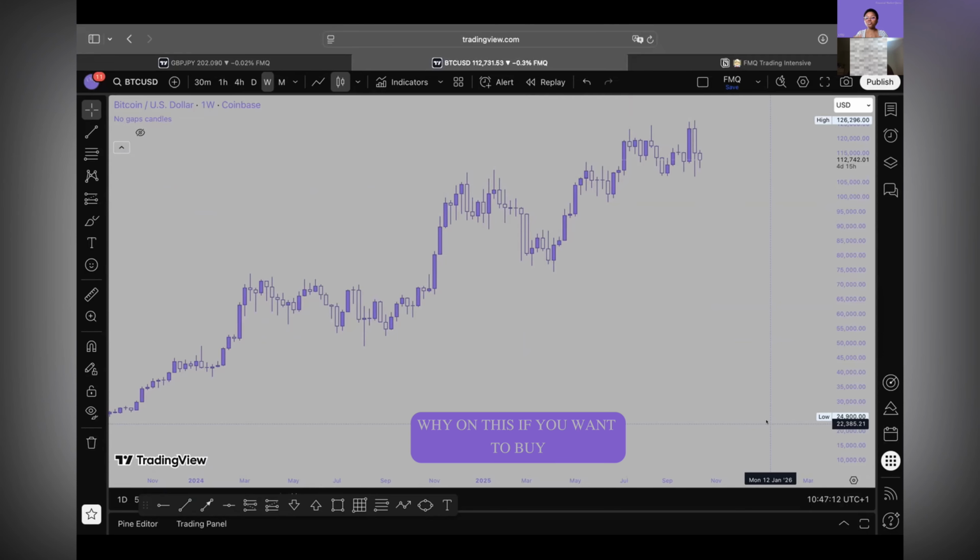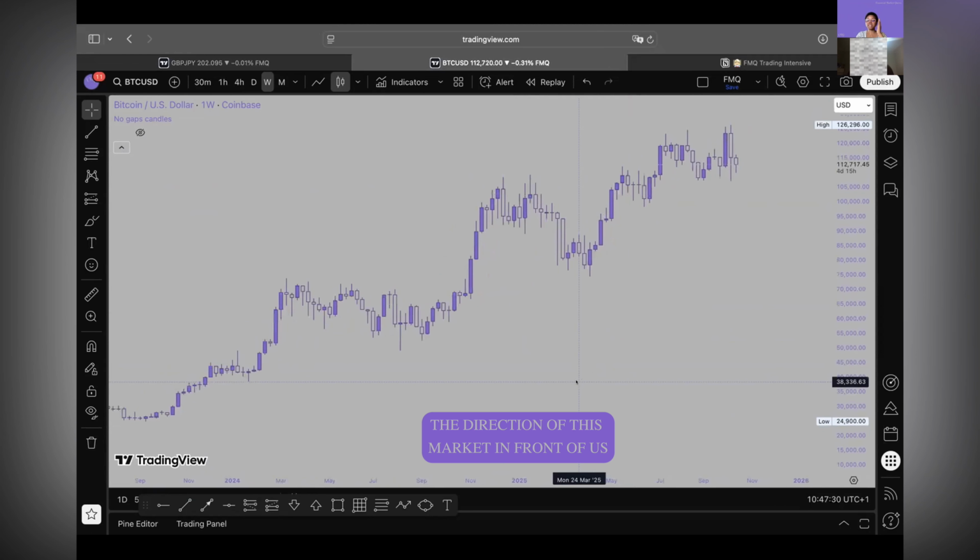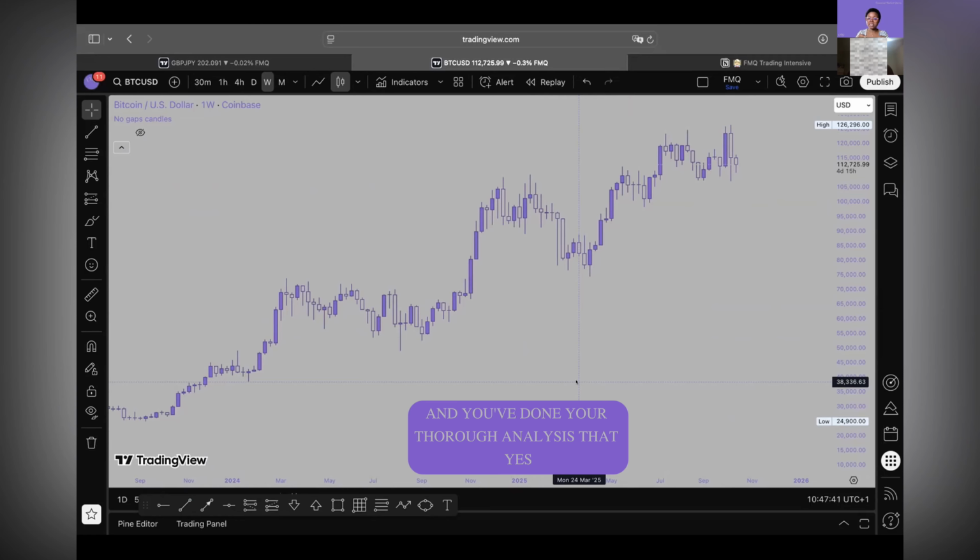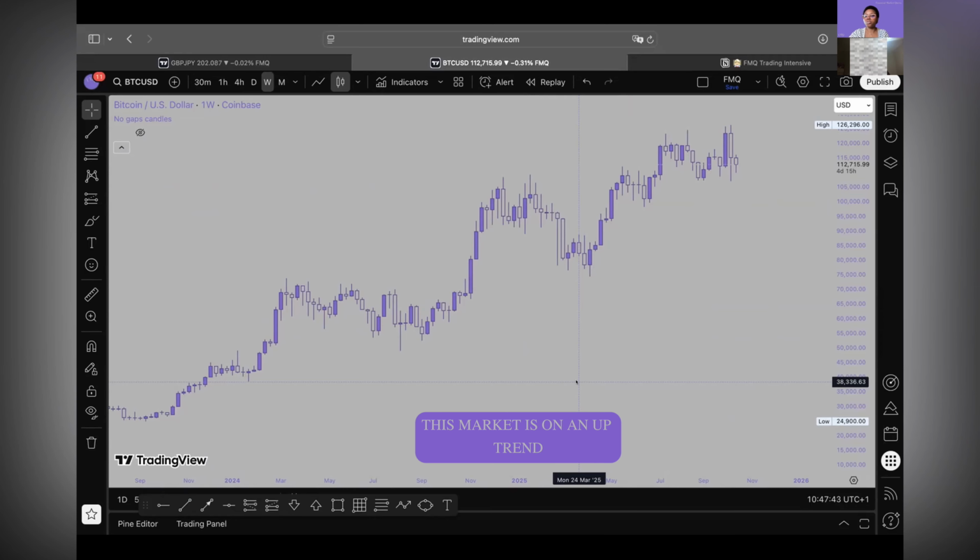If you want to buy, you don't want to buy from the top. You want to buy from the low because buyers are there to push the market. So we're going to map out now that the direction of this chart in front of us is an uptrend. You've done your thorough research and your thorough analysis that yes, this market is on an uptrend.